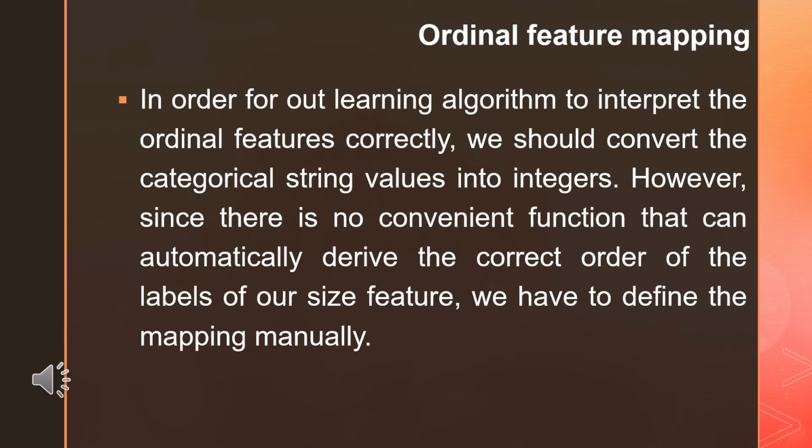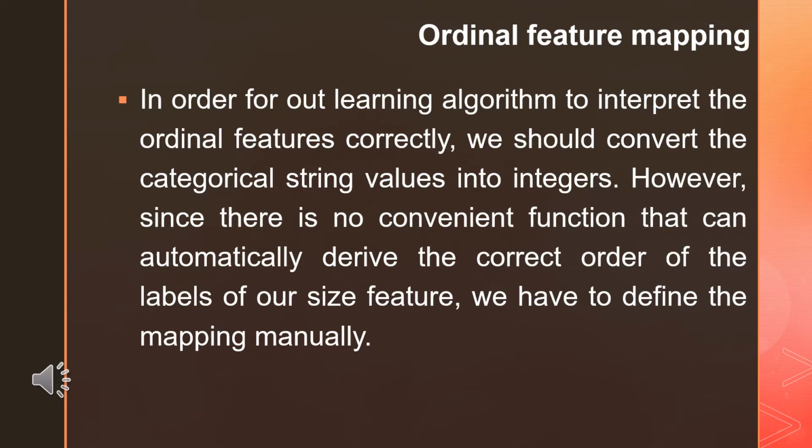Next we have ordinal feature mapping. In order for our learning algorithm to interpret the ordinal feature correctly, we should convert the categorical string values into integers. However, since there is no convenient function that can automatically derive the correct order of the labels for our size feature, we have to define the mapping manually. So for doing this, we have the syntax in the next slide.